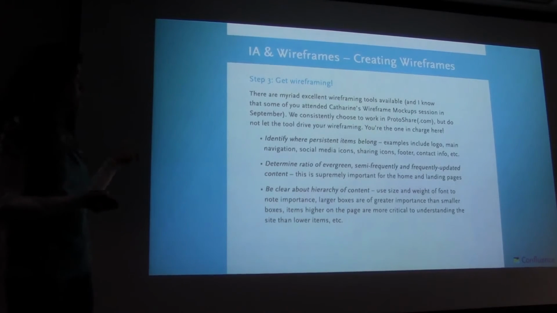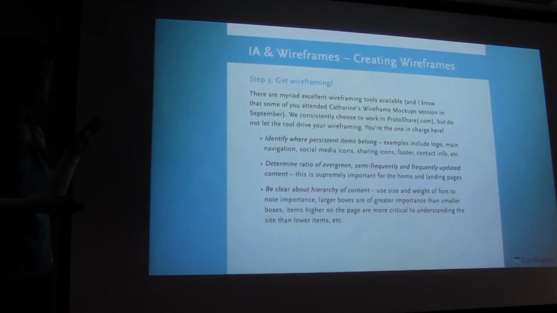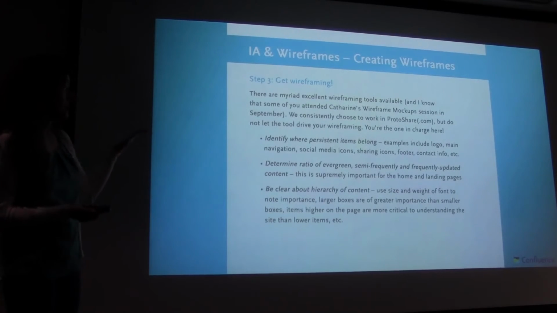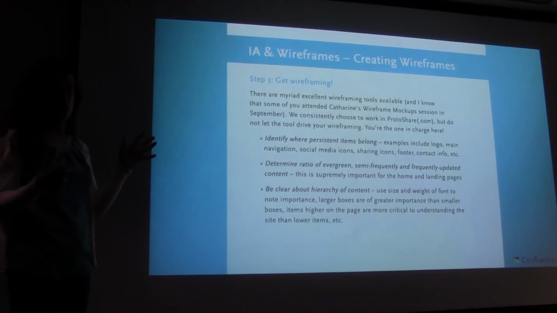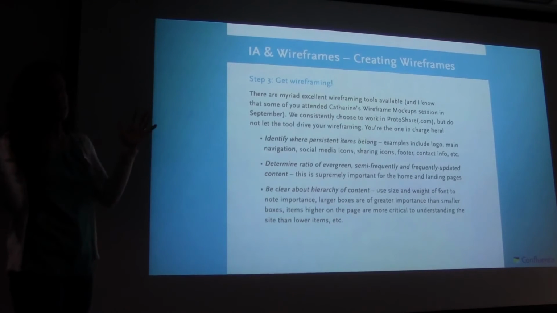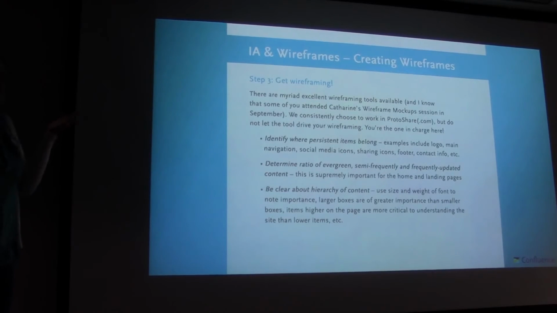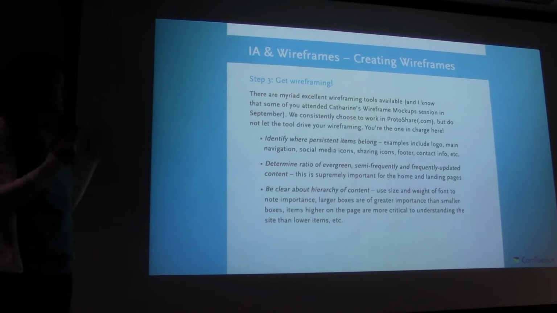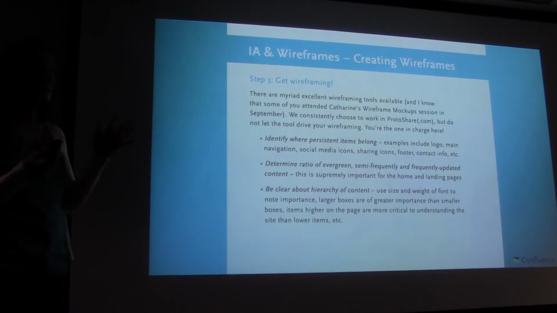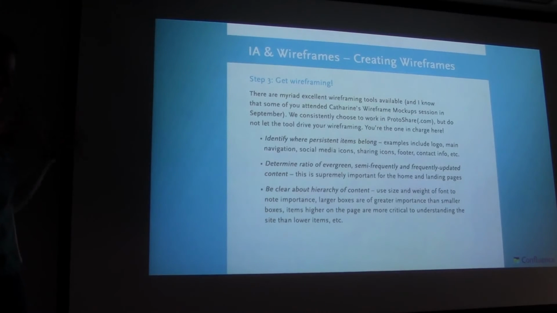In the wireframes, be very clear about the hierarchy of content. I'm going to show you examples of what wireframes look like, and they're not pretty, but I use size and weight of font to note general importance of information. Large boxes are of greater importance than small boxes. I mean, it's very elementary. Things that are higher up on the page are more critical to the understanding of that site or that page than things that are lower down. None of these things seem like you have to be a brainiac to figure it out. But the point in wireframing is to create a structure that is so easy to understand. All of a sudden, I get how this page is going to work, even if there's not any true content in it yet.